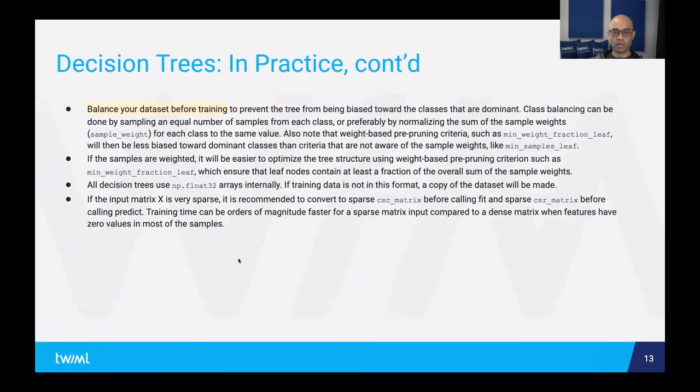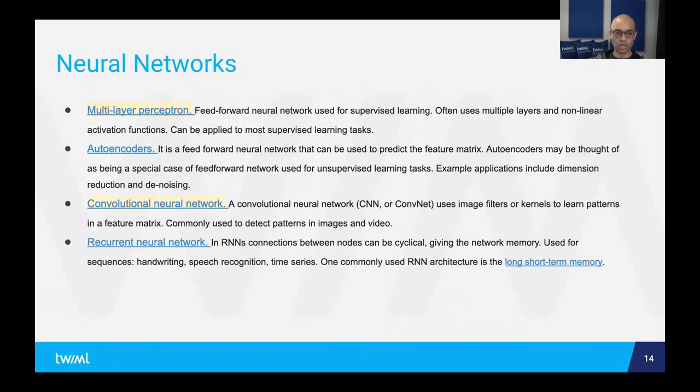All right, so next up, we go to neural nets. They start with a high-level discussion of 4 particular types of neural nets. I'll review that here, and then we explore MLP and CNN in a little bit more detail.